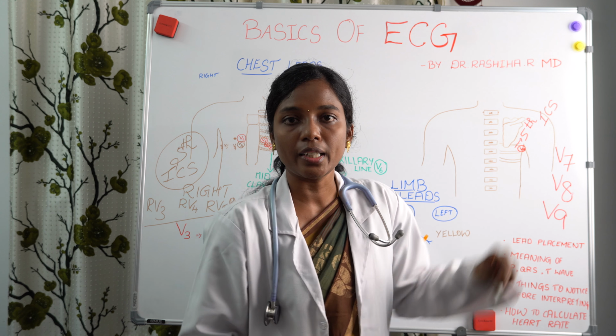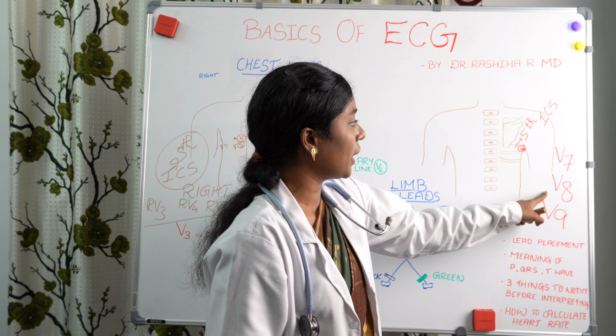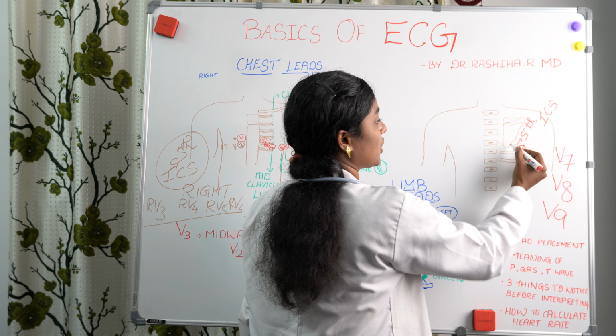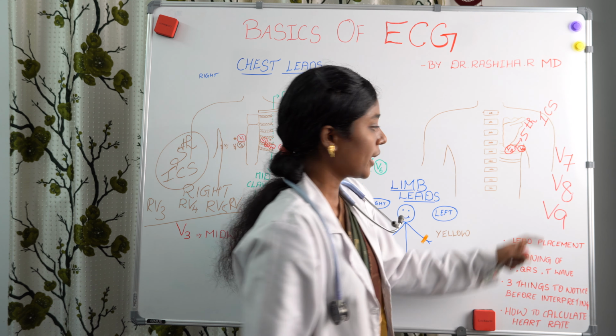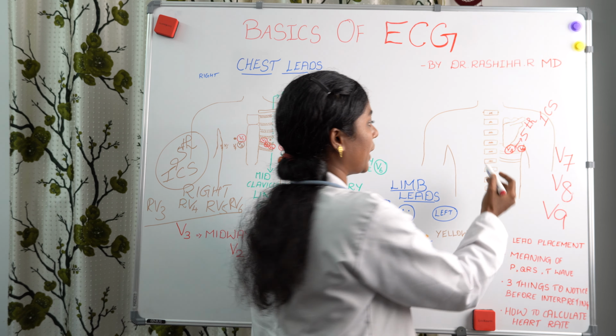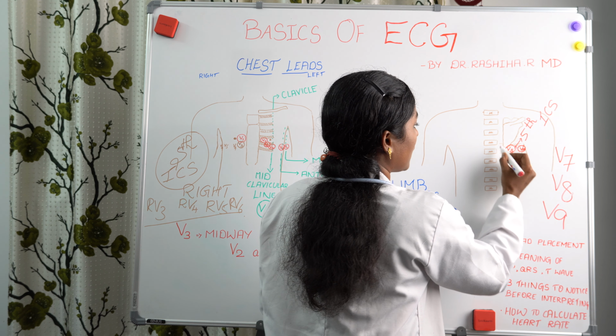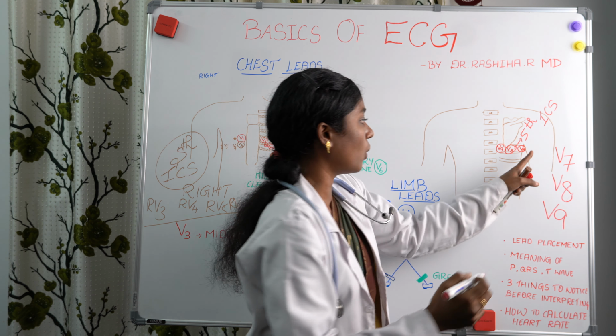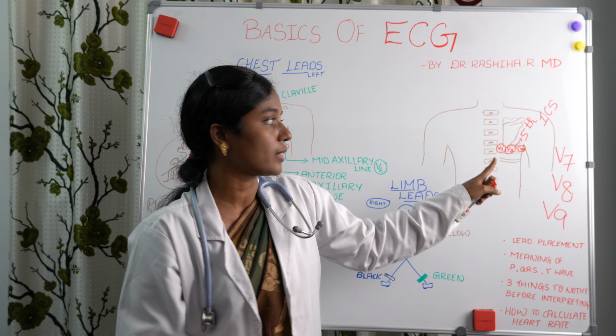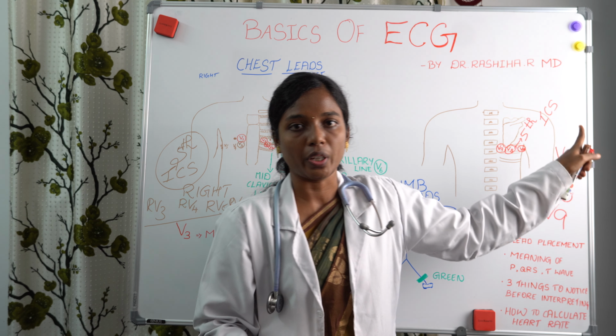And now the next lead is V8. Where are we going to place it? We are going to place it just below the inferior angle of the scapula. Next is V9. We are going to place it just adjacent to the spine, so in the paraspinal area. So all these three leads are also placed in the fifth intercostal space.